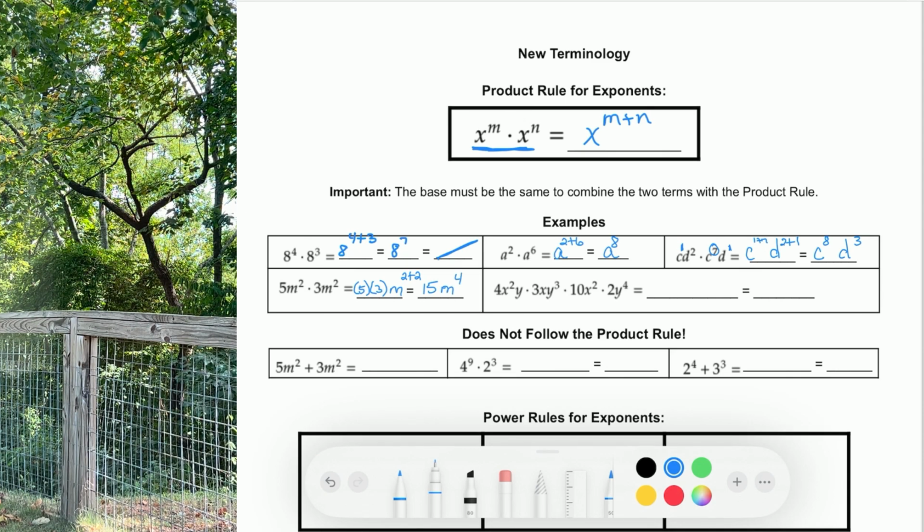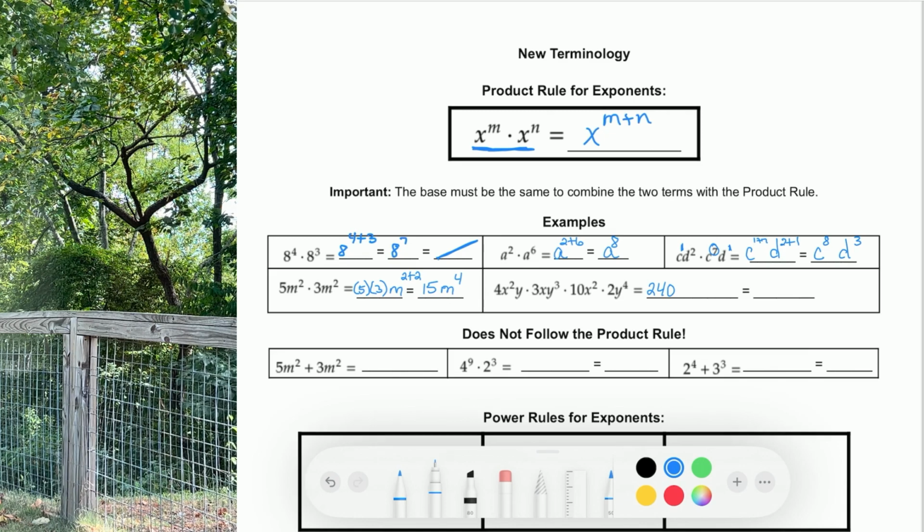Our next example has 4x squared y times 3xy cubed times 10x squared times 2y to the 4th. All right, so we've got to look and figure out how are we going to combine all these x's and y's and also multiply our numbers correctly. So the first thing I'm going to do is I'm going to go ahead and multiply my numbers. The 4 times the 3 is 12, times 10 is 120, times 2 is 240. So I get 240 here.